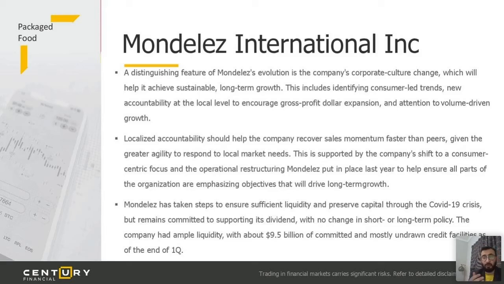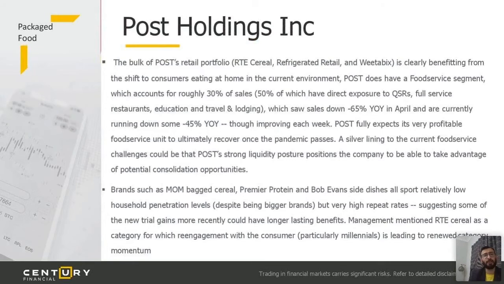They have ample liquidity, about 9.5 billion of committed and mostly undrawn credit facilities at the end of 1Q. Important thing is, in the second paragraph, if you see that the localized accountability should help the company recover sales momentum faster than peers, given the greater agility to respond to local market needs. So this is something which is important. They identify consumer-led trends at the local level to encourage gross profit dollar expansion, and there are higher volumes, and that is really, really important. So Mondelez International is something which we are also looking at.